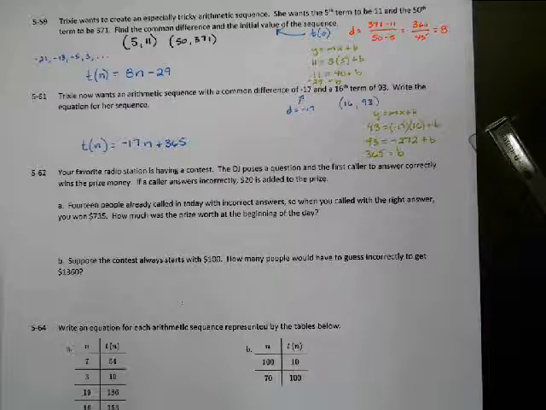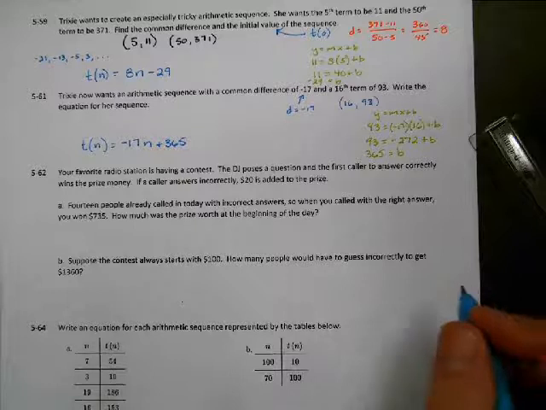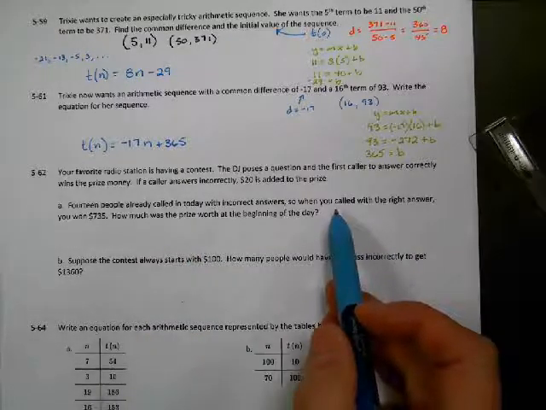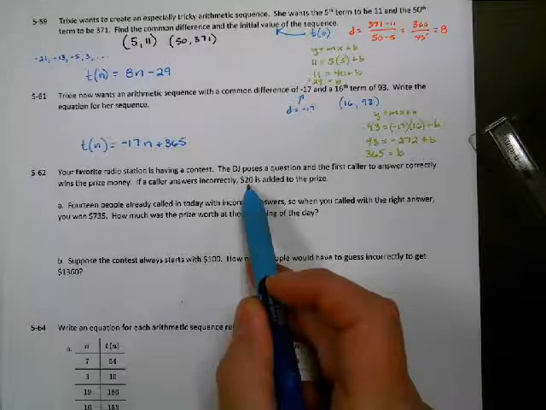All right, so if you've got 14 people calling in before you, and $20 got added each time, 20 must be our common difference. So the common difference is 20.